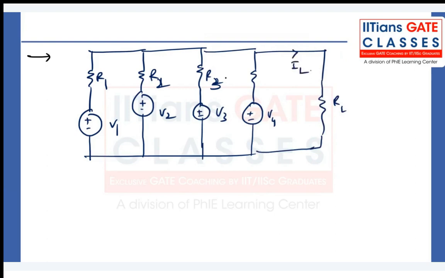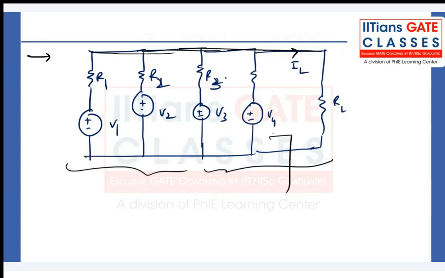This kind of circuit you can solve using KCL also, because there is only a single node, so you can apply it. But this kind of question you can do using Millman's theorem. Whenever you find this kind of situation, you can replace the entire network with one voltage source and one resistance, V dash and R dash, and then you connect RL again here and find IL.